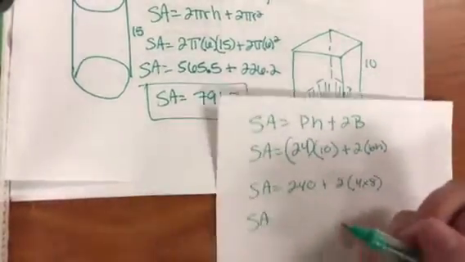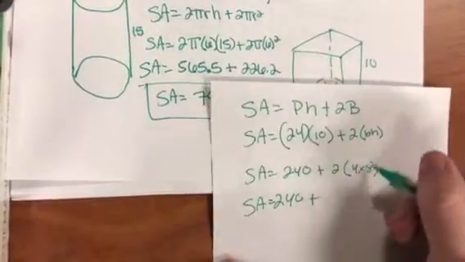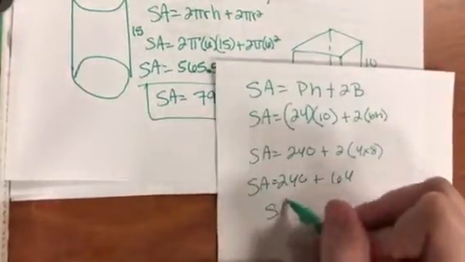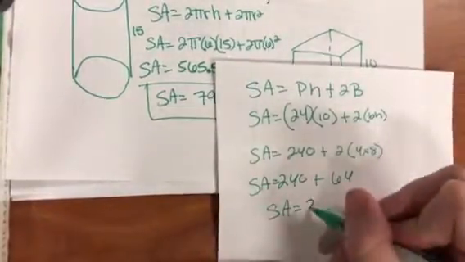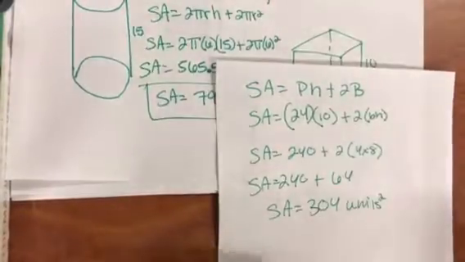So surface area equals 240 plus 32 times 2? 64. So my total surface area is 304 units squared. Now let me just say something real quick.